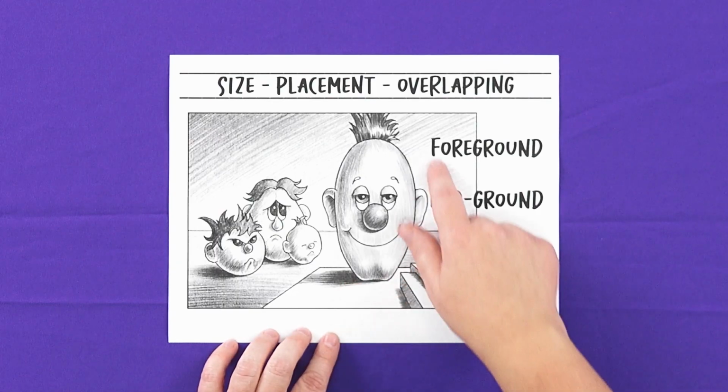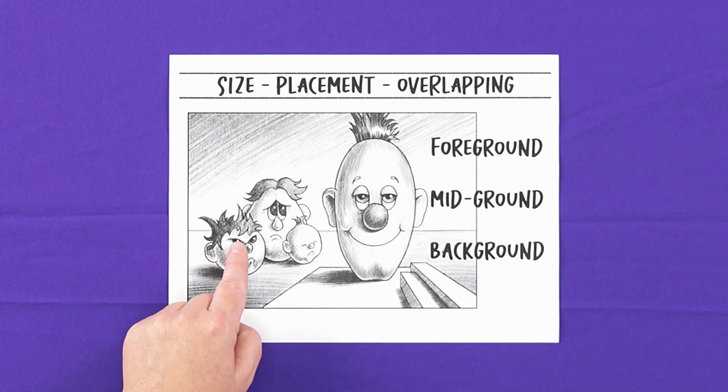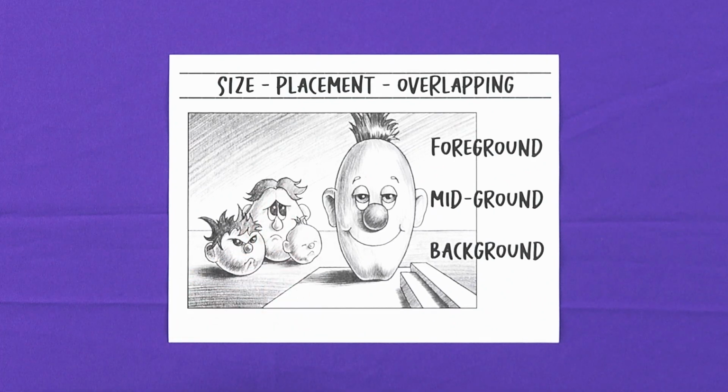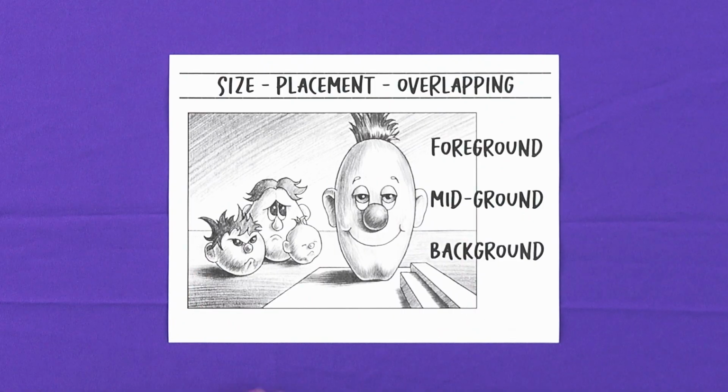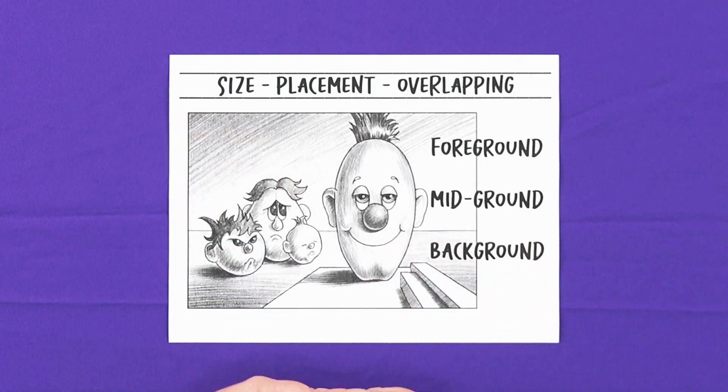Objects that are closer to the viewer are in the foreground, as you can see right here again with this larger shape. Objects that are furthest away from the viewer are in the background, as is this medium-sized individual in this example. And finally, the objects that are sandwiched in between the foreground and the background are considered the midground, which in this case would be these 2 individuals who are sandwiched between the foreground and the background.